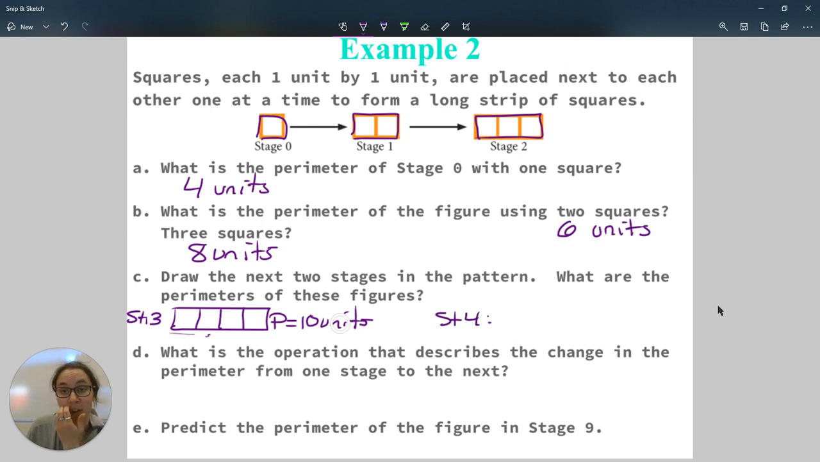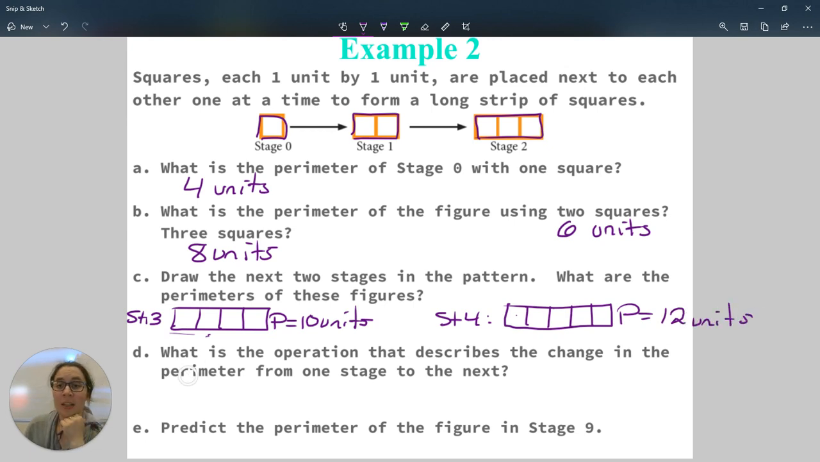And then we have stage 4. That's going to have 5 squares. 1, 2, 3, 4. Yikes! I'm bad at drawing. That's 6, isn't it? Let me erase that outer one and fix that. There we go. 5: 1, 2, 3, 4, 5. And that one has 5, 6, 7, up to 11, 12. P equals 12 units.